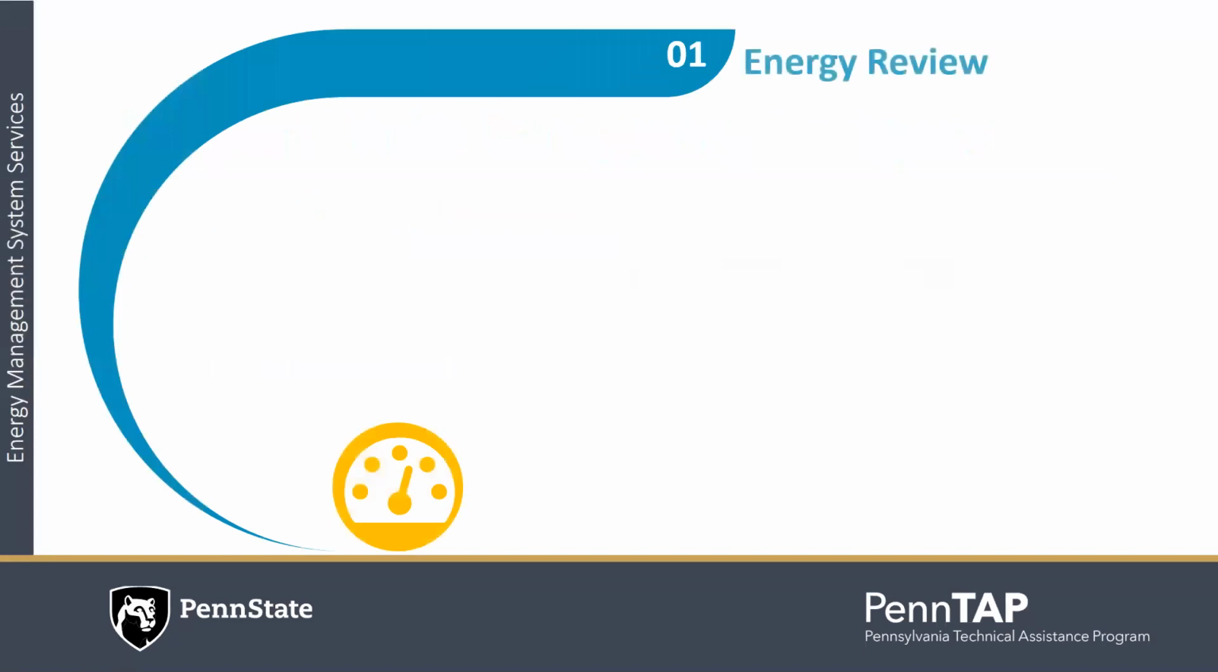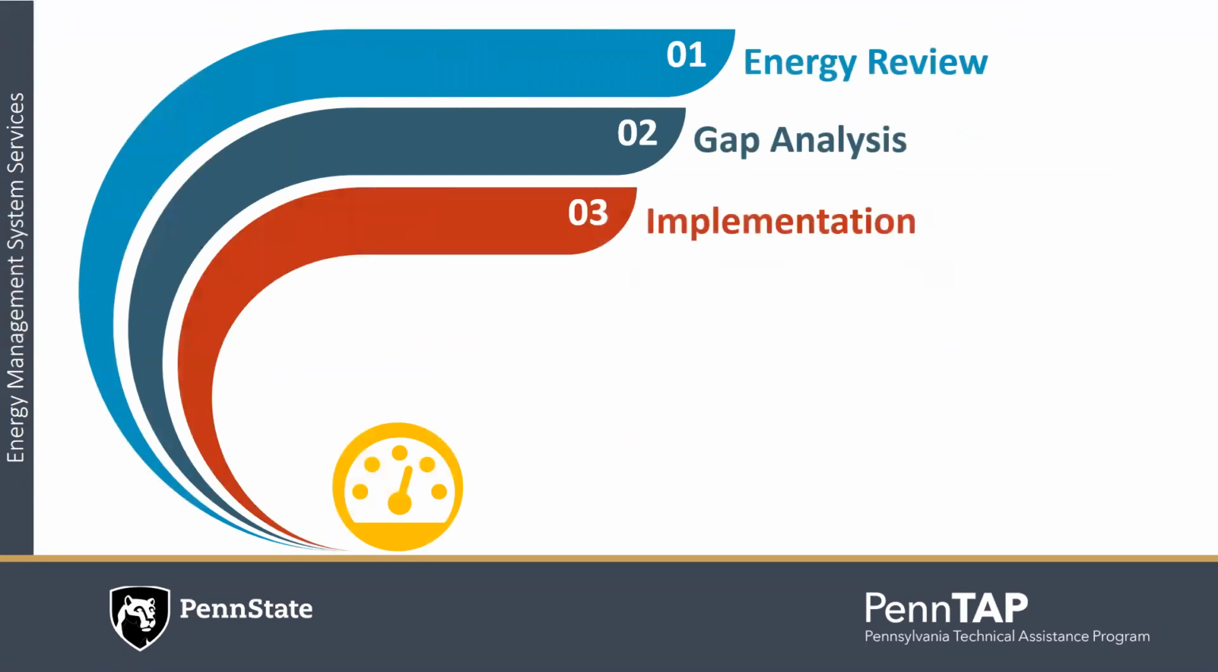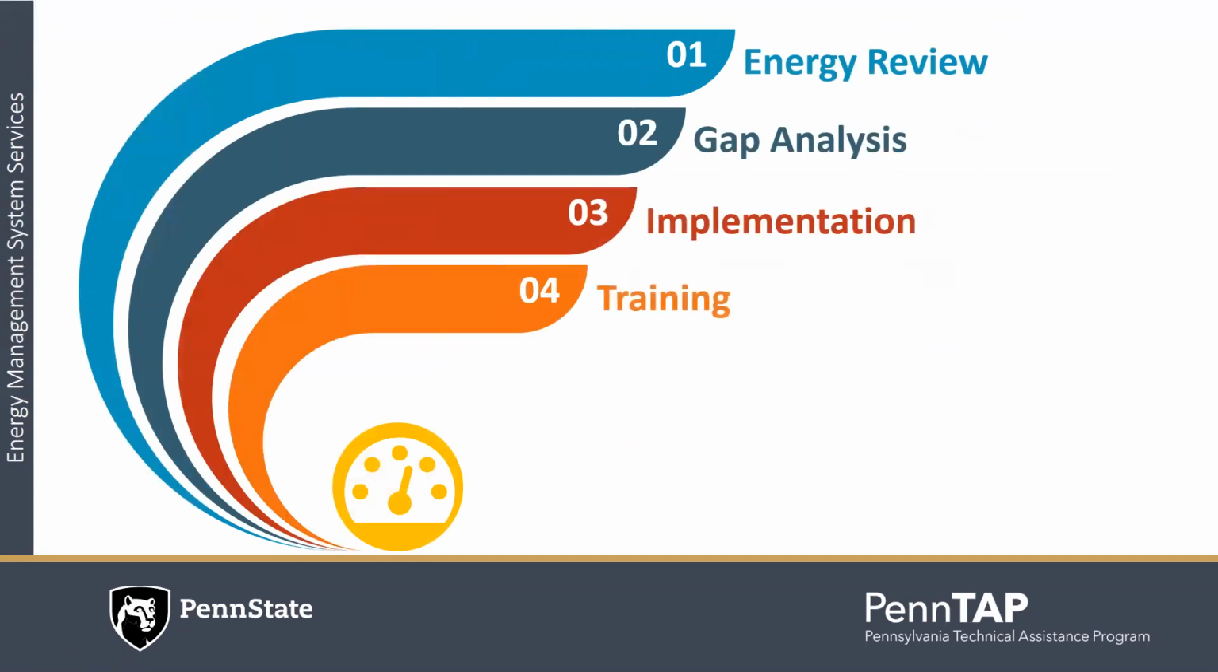So next I'm going to talk a little bit about PennTAP and about what our services are. So our first set of services are energy management services. So we'll help you with the energy review. We can do a gap analysis, which is determining how close your system is to the ISO 50001 requirements. We can help with implementation. We can help with the training. As I mentioned, there's a lot of training that can occur within this system. And then finally, we can help with the internal auditing.